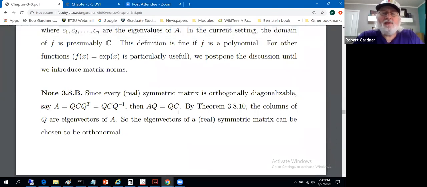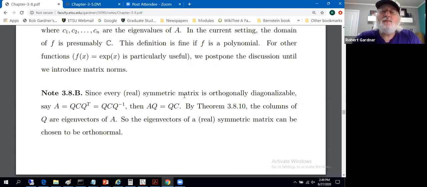All right, that means, we described it with a matrix V in the past, but theorem 3.8.10 says when you have this kind of identity, then the columns of Q have to be eigenvectors of A. Matrix C has to consist of eigenvalues. Anyhow, I want to talk about these eigenvectors for a second.